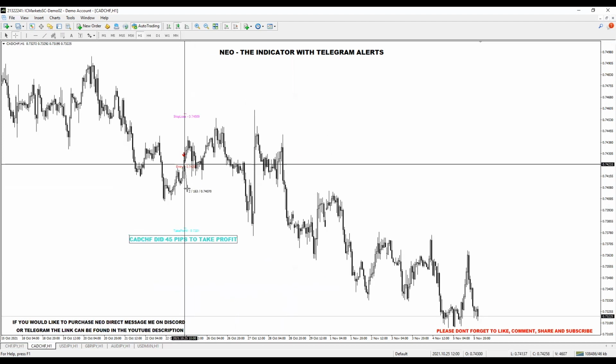CADCHF, now this was a nice trade. Gave us an entry here, went all the way down to take profit. It was very close to stop loss, but never actually hit it. And it did go down to take profit. It gave us about 45 pips on this trade. And then here's a good example of something else as well.